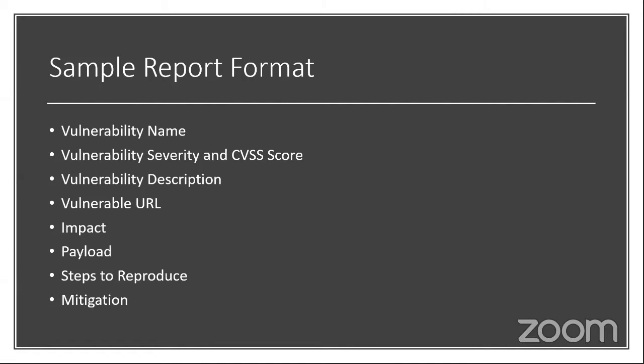So we should provide them a technical, in-depth report. Sometimes, if your report format is good and well written, you may get a bonus even for report writing. And then mitigation. So you found the bug, you provided the severity, description, URL, impact, payload, and steps to reproduce, and now what is the mitigation of the vulnerability, how can the developer mitigate it. All these things you should provide in your report.